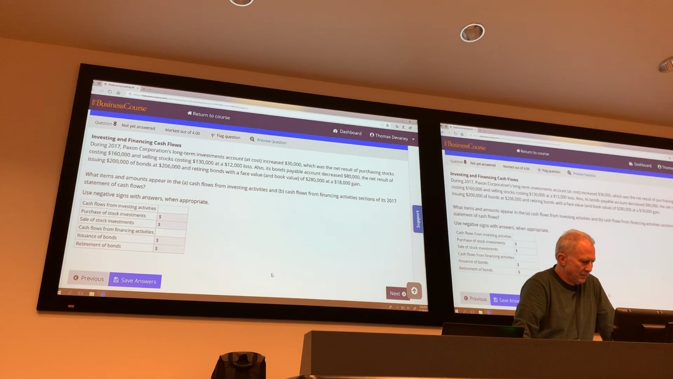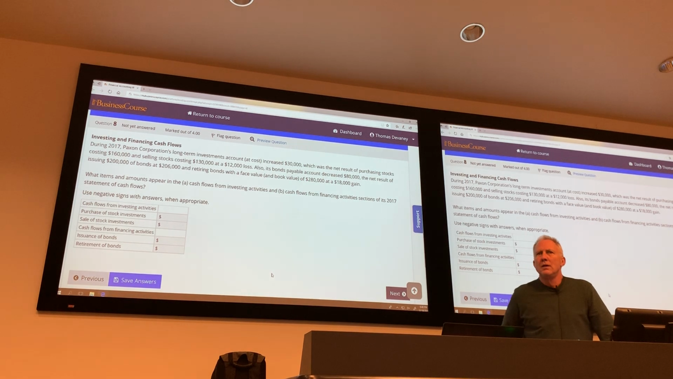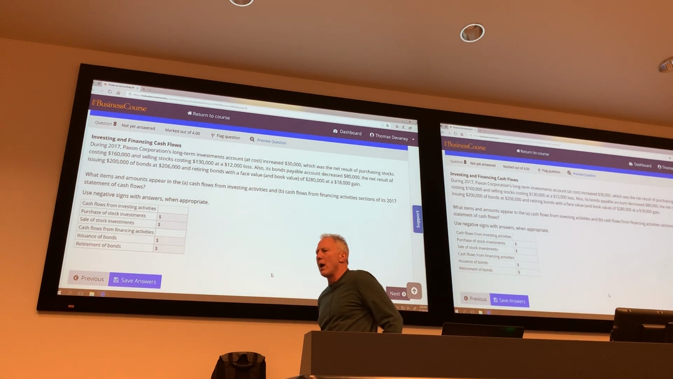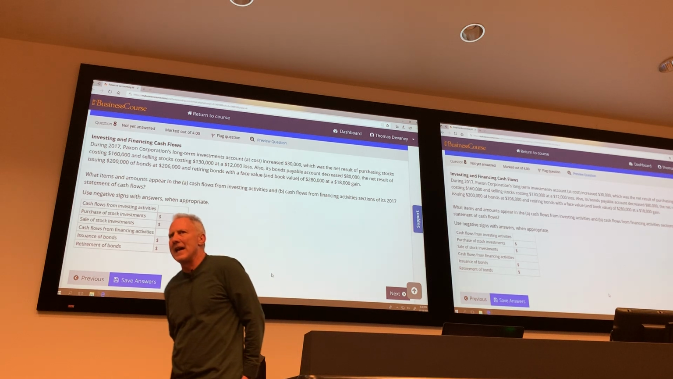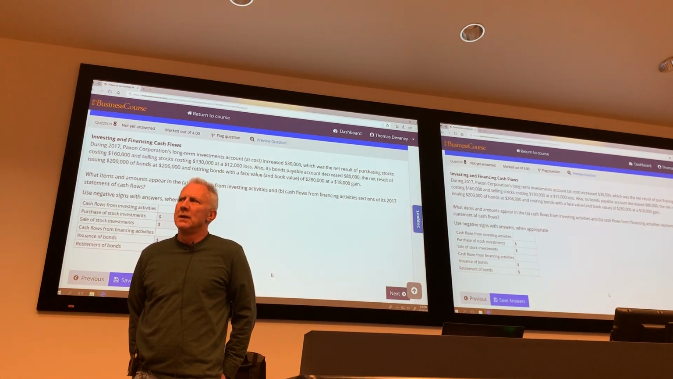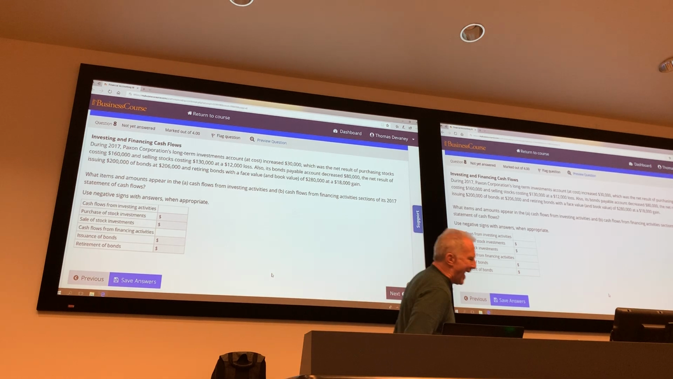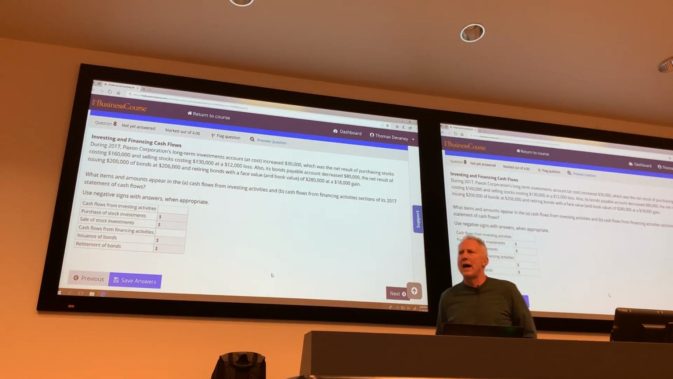It says the face value and the book value. All that says is when it was sold at par. There is no premium or discount, okay? You've got to get back to the amount of cash that was paid to retire them.